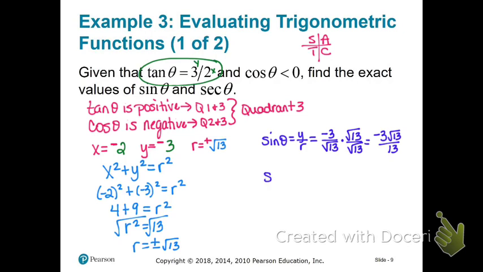And it told us to find secant. Now secant's the reciprocal of cosine, which is x over r, so this must be r over x. R is the square root of 13. What was x? Negative 2. I can't do anything else to it, so there are my 2 answers that it was looking for.